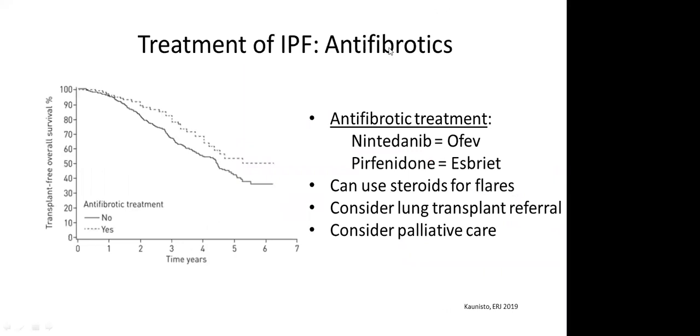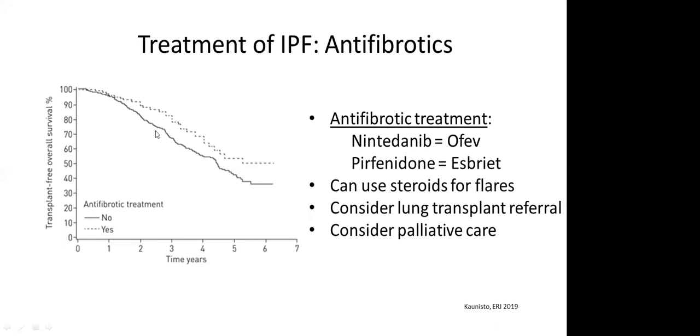So the antifibrotics that I'm talking about, there are just 2 of them right now, nintedanib and pirfenidone, also called Ofev and Esbriet. These meds have a fair amount of side effects, but we put people on them when we think they have IPF, because this trial in 2019 basically established that transplant-free survival is much better, if you're looking at this line, for people who are on antifibrotics.